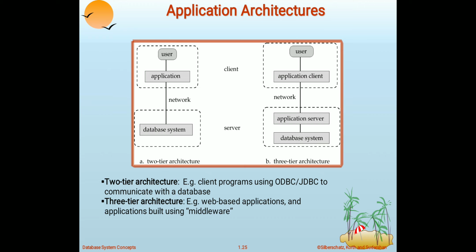Here the two-tier architecture is used in Java for storing the user's information through ODBC or JDBC drivers. The three-tier architectures are used in web-based applications. We use it as a middleware technology for storing information.